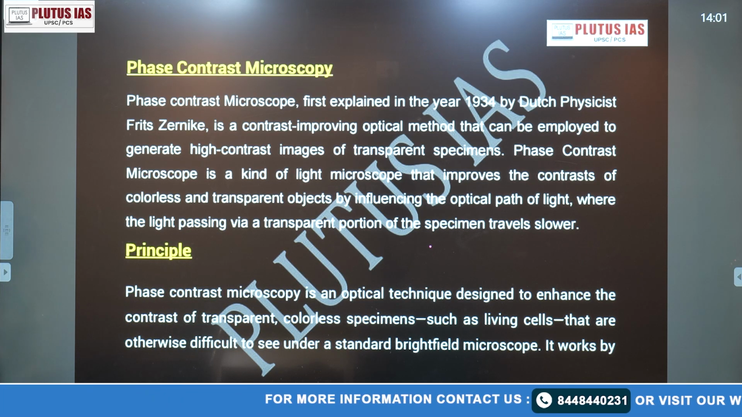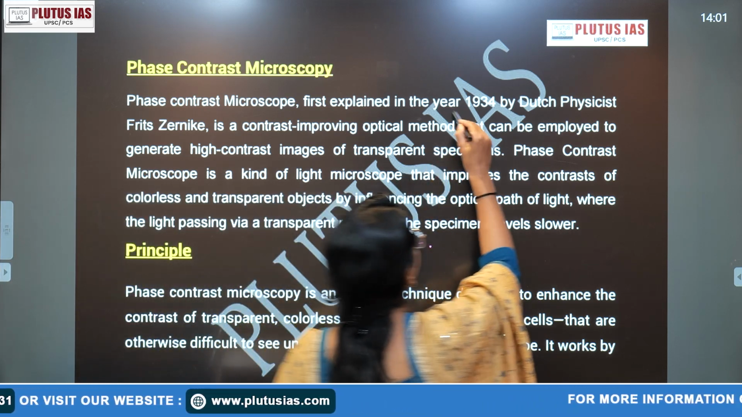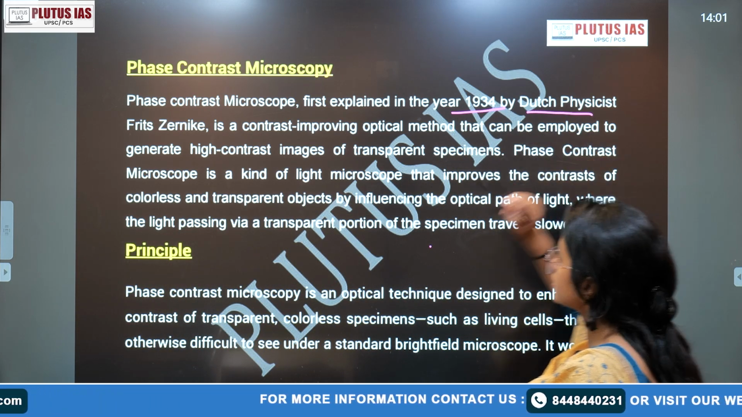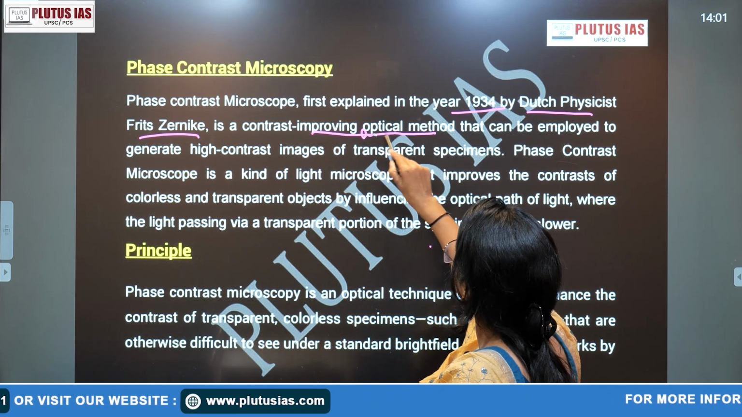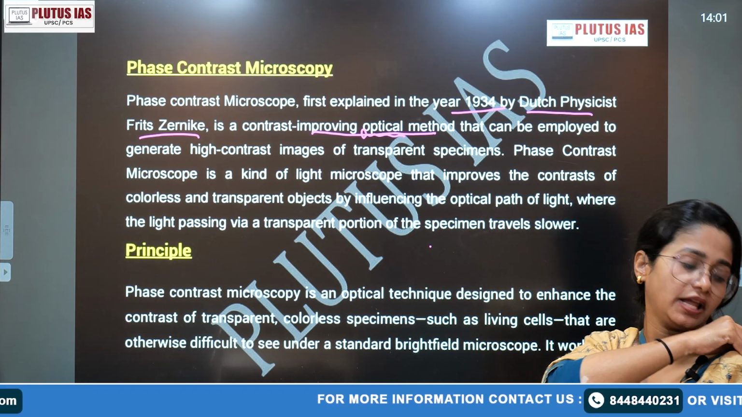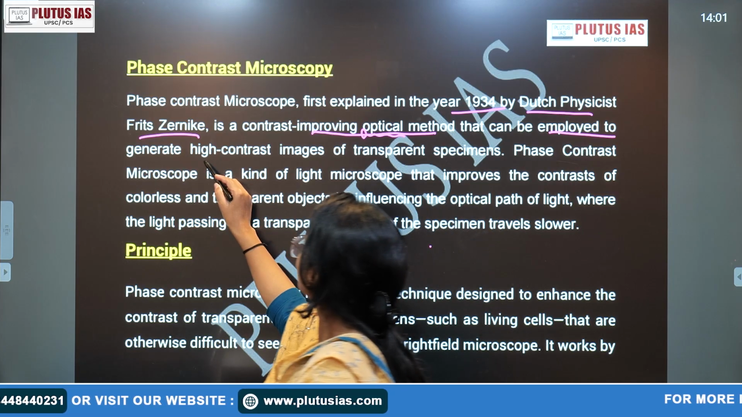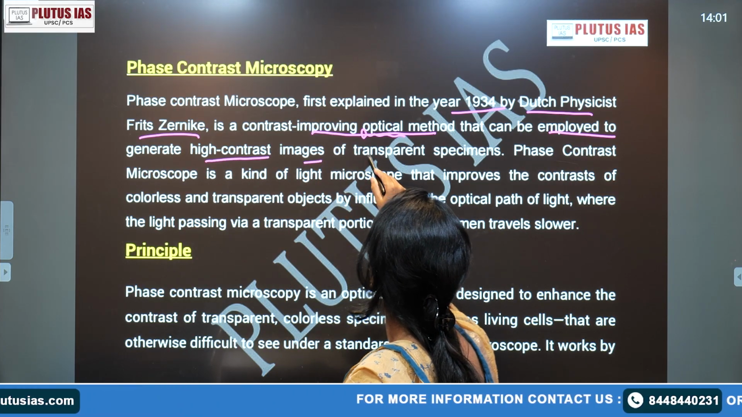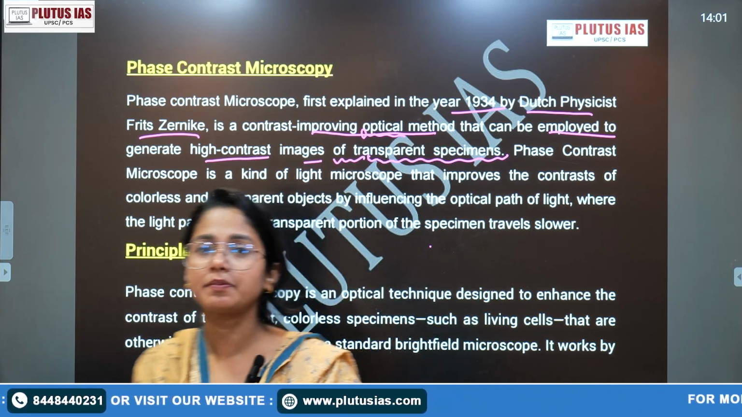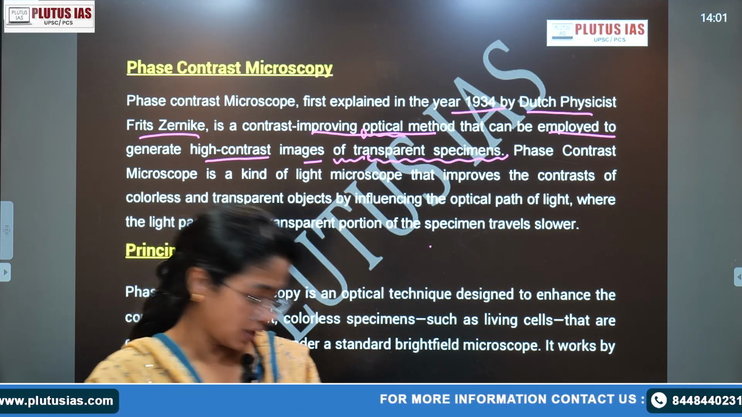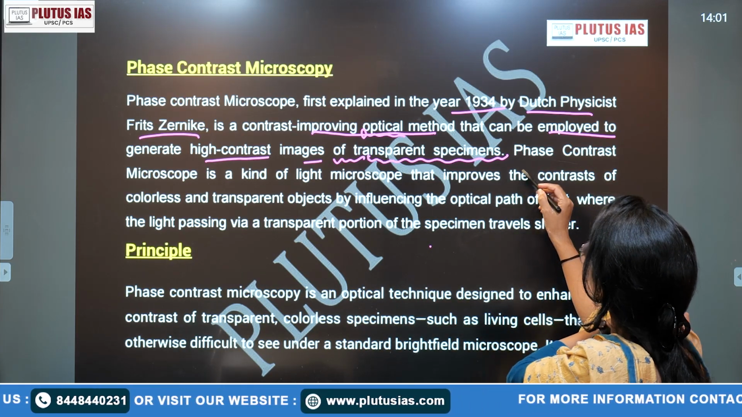So what is phase contrast microscopy? It was first explained in the year 1934 by the Dutch physicist Frits Zernike. It is a contrast improving optical method that can be employed to generate high contrast images of transparent specimens. Every kind of microscopy has some kind of specification, so please just focus on that. Okay, so high contrast images of transparent specimens.